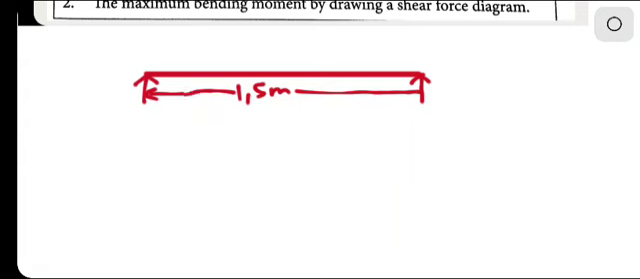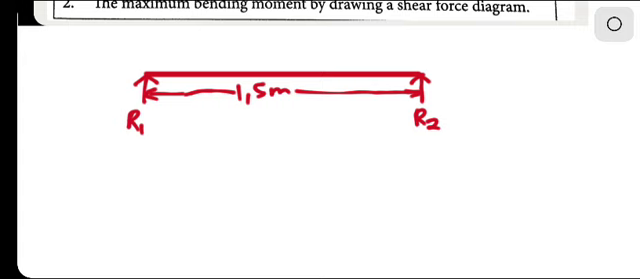From the bearings, remember those are reactions. The bearings are 1.5 apart. This whole distance, from there until there, is 1.5 meters apart. This will be reaction 1. Remember, these are bearings. Reaction 2.